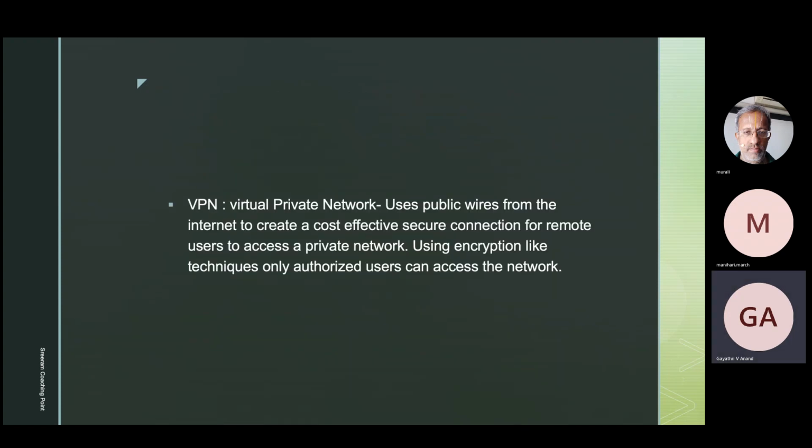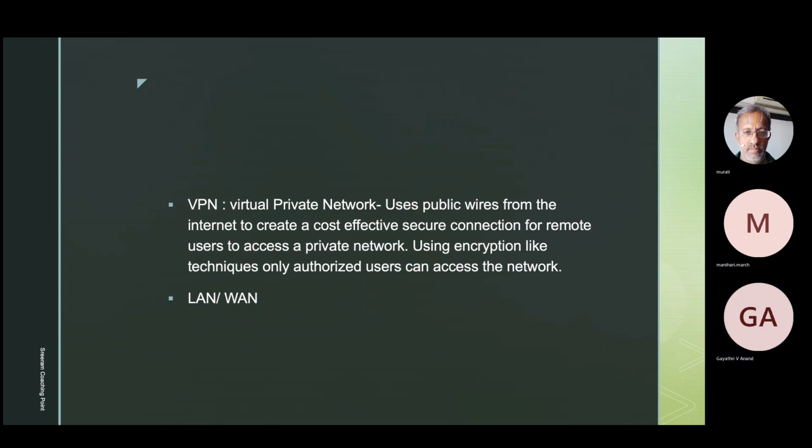Then obviously, you know what is a VPN, which is a virtual private network. The first advantage of VPN is that it is very cost effective because it uses public wires. Using public wires, it gives you a secure connection. Then you have LAN. LAN is for a limited geographical area. There are different topologies in a LAN, like a bus topology. Then you have a ring topology. Then you have a network topology. I hope I don't have to go through it in detail because you know what it is, isn't it?